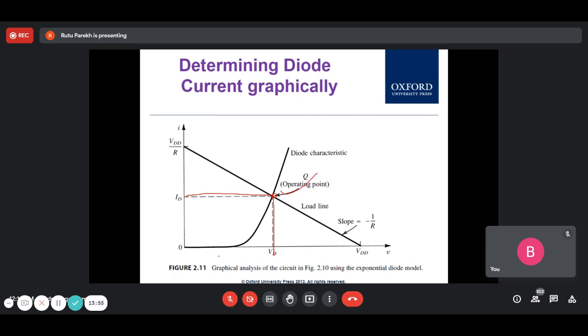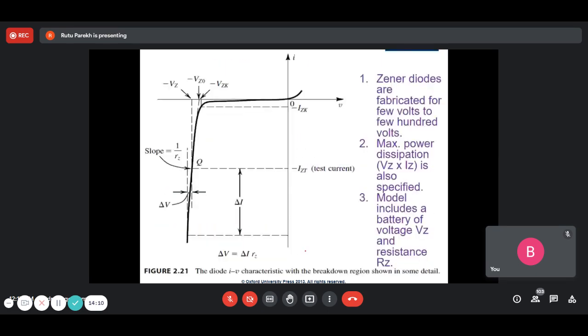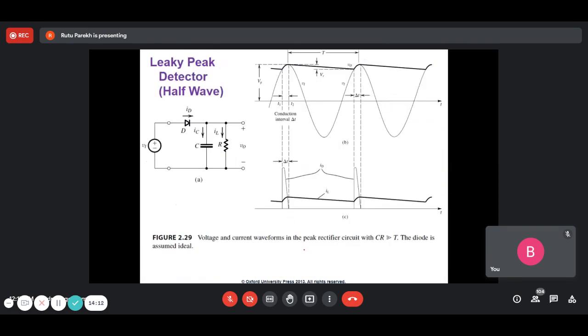It can be the other way also, that you have a requirement कि इतना current pass होना चाहिए और इतना VD चाहिए. Then accordingly you can set the value of VDD and R. So the design can be either way. I hope you understand. It is making sense to you.